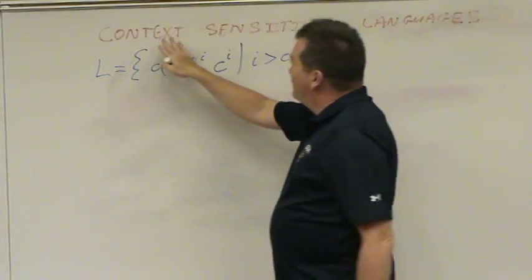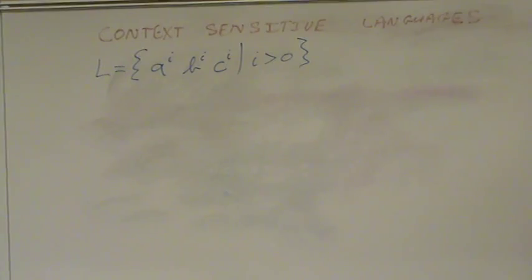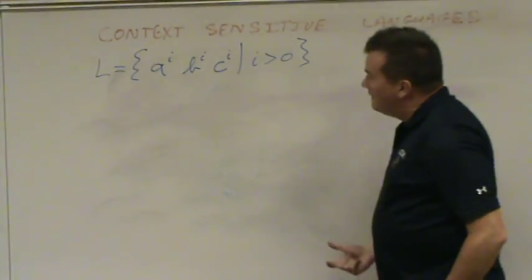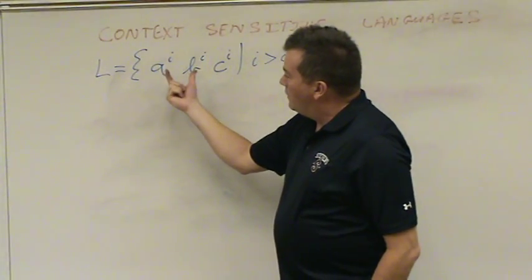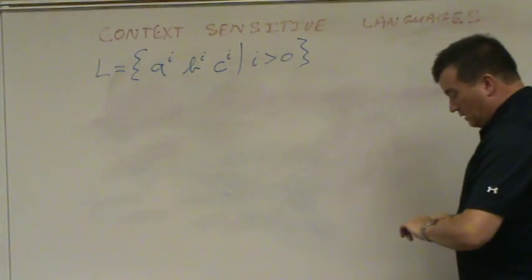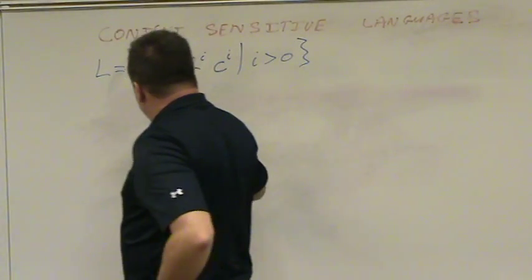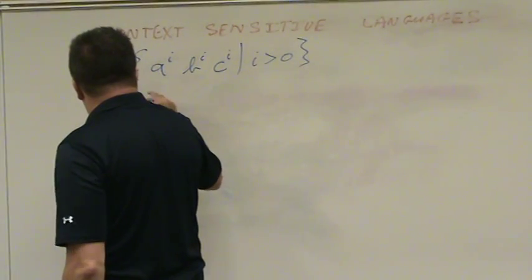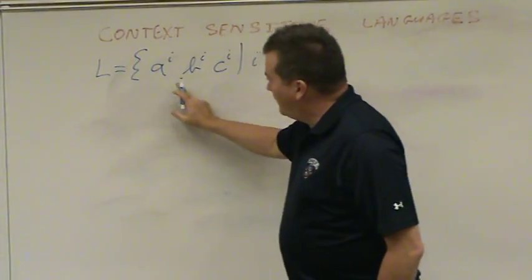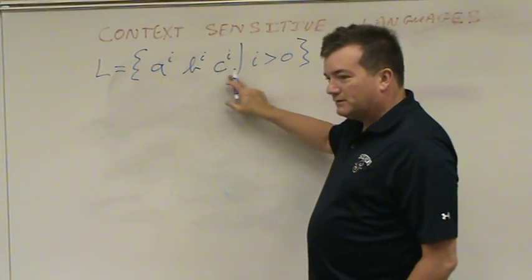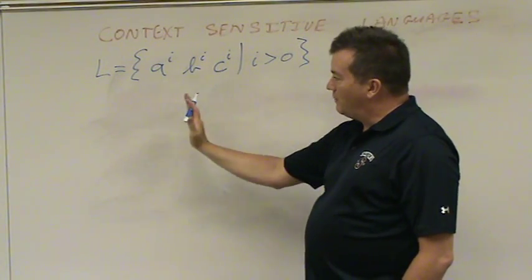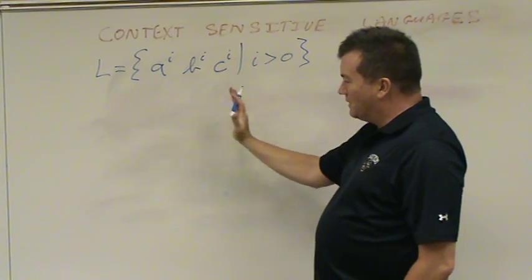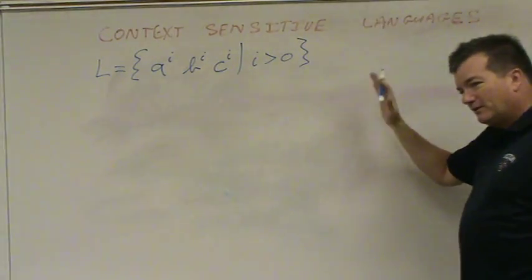Now we're finally talking about context-sensitive languages. But let's explain why this is a context-sensitive language. This is a language where the acceptable words are a series of A's followed by a series of B's followed by a series of C's, where the number of A's equals the number of B's, and the number of A's and B's equals the number of C's.